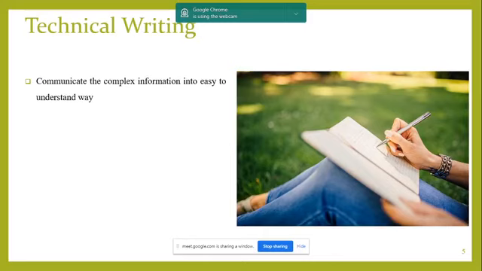What is technical writing? See, everybody can write. Then what is the difference between normal writing and other writings and the technical writing? So the technical writing is nothing but you are going to write some technological thing, and you will be communicating those complex information in an easy and understandable way. That is the main purpose of the technical writing.